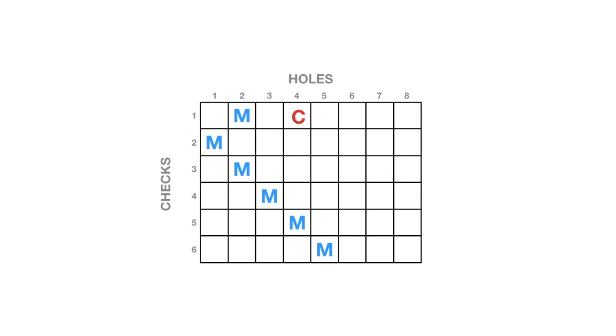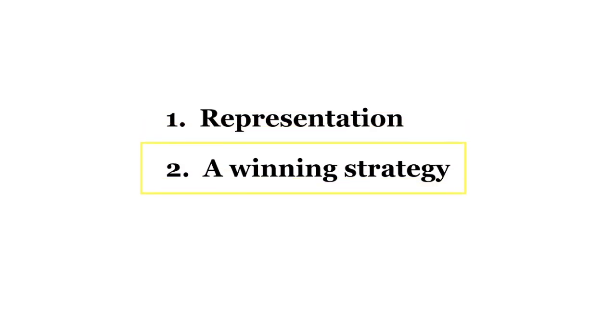We can use the letter C to mark the holes that the cat checked. Here, the cat checks 6 times and never finds the mouse. Notice that the cat is allowed to check non-adjacent holes across turns, as well as checking the same hole twice in a row. Make sure you understand this representation, because we'll need it in order to talk strategy.